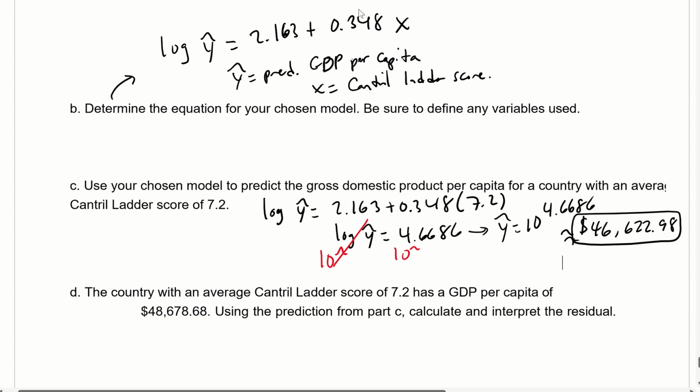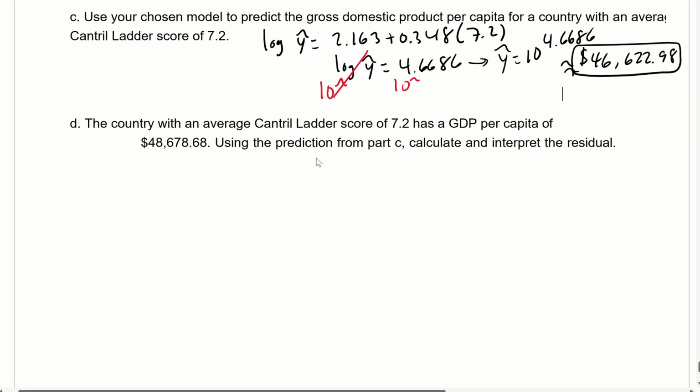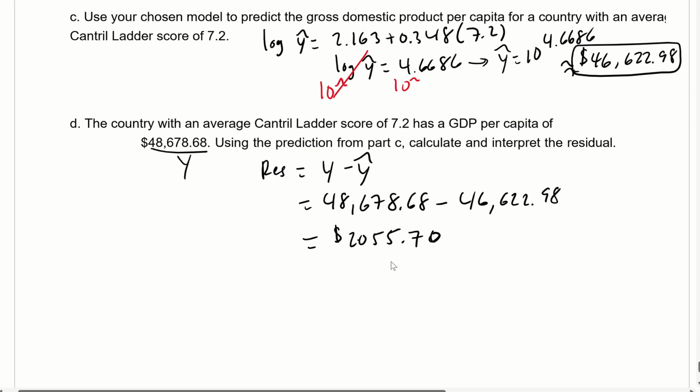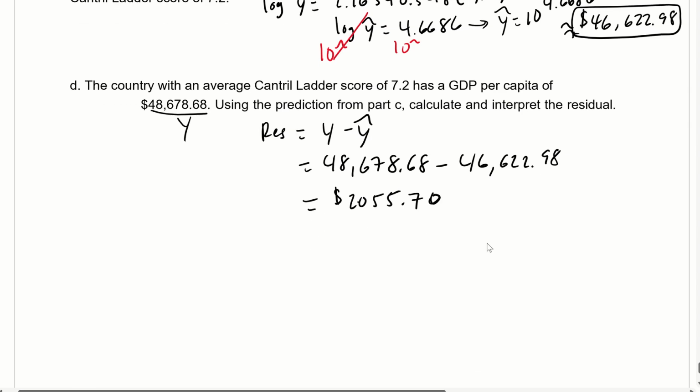Okay. On part D, the country with an average Cantril ladder score of 7.2 has a GDP per capita of that. So this is the Y. Using the prediction, calculate and interpret the residual. So residual equals Y minus Y hat. And then use what we got earlier to subtract those. $2,055.70 per capita.